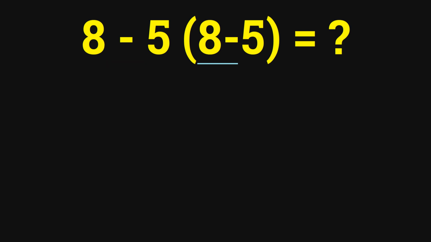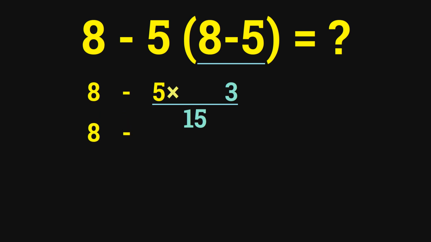So, first this parentheses. We have 8 minus 5, which equals 3. Now, our problem became 8 minus 5 times 3. So, we must do this multiplication first. 5 times 3 gives 15. Now, our problem became 8 minus 15, which gives us minus 7. And this is our final answer for this problem.